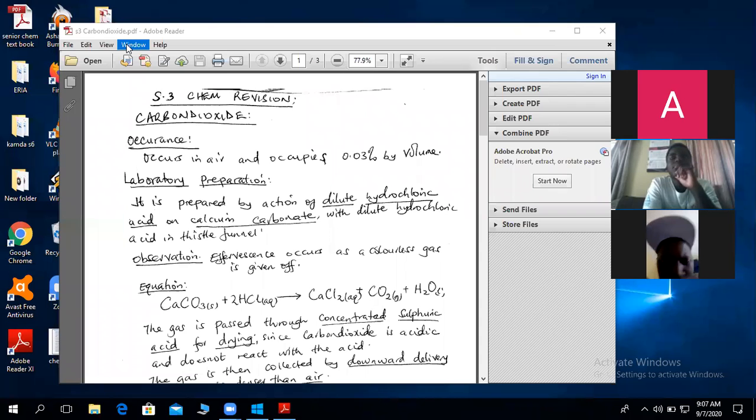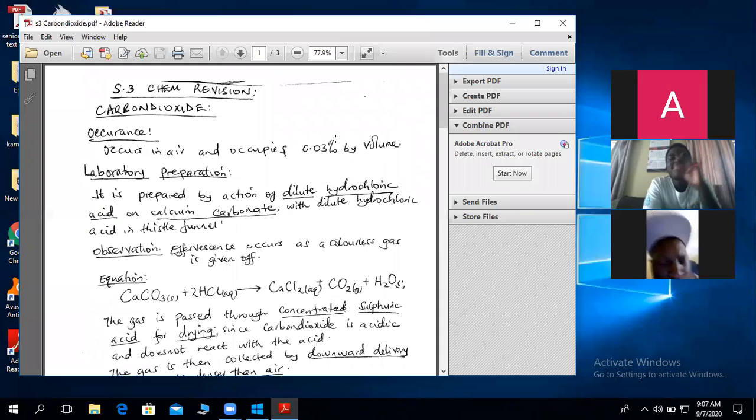Our notes on carbon dioxide. I'm just reminding you, I would have actually started from carbon, but I felt this is what is more important. So let us start from here. Occurrence of carbon dioxide, we remember that it has a percentage of 0.03% in the atmosphere.